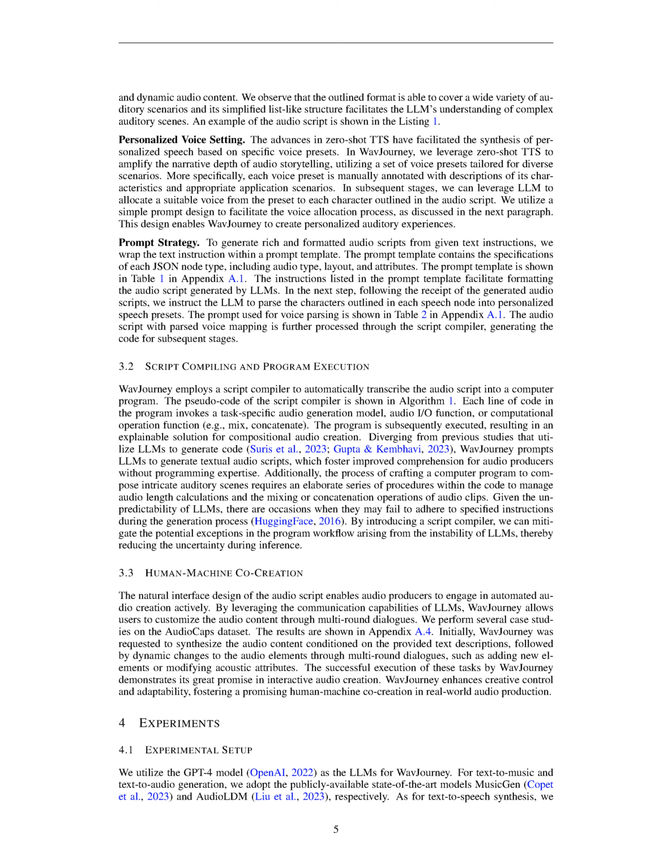To generate detailed and formatted audio scripts from text instructions, we wrap the text instruction in a prompt template. This template includes the specifications for each JSON node type, including the audio type, layout, and attributes. After receiving the generated audio scripts, we instruct the LLM to parse the characters in each speech node into personalized speech presets. The audio script with parsed voice mapping is then processed through the script compiler, generating the code for the next stages.